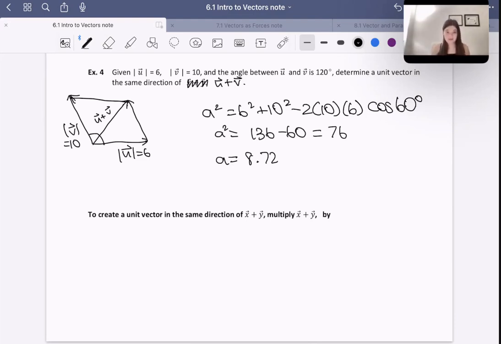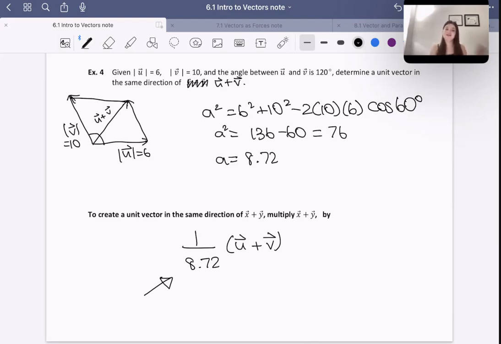So there we have it. That's going to be our unit vector in the same direction: 1 over 8.72 of the vector u plus v. Now we've determined that this is the unit vector that has that same direction, right? Because the vector u plus v has magnitude 8.72. So if we divide it by magnitude 8.72, those cancel out, and then we just have a unit vector, right? So that's how we can determine the unit vector with that same direction.